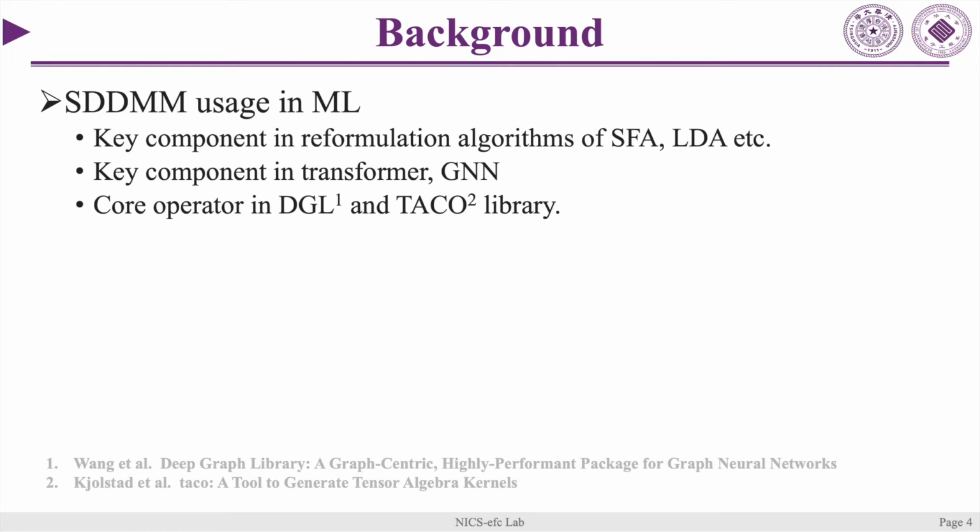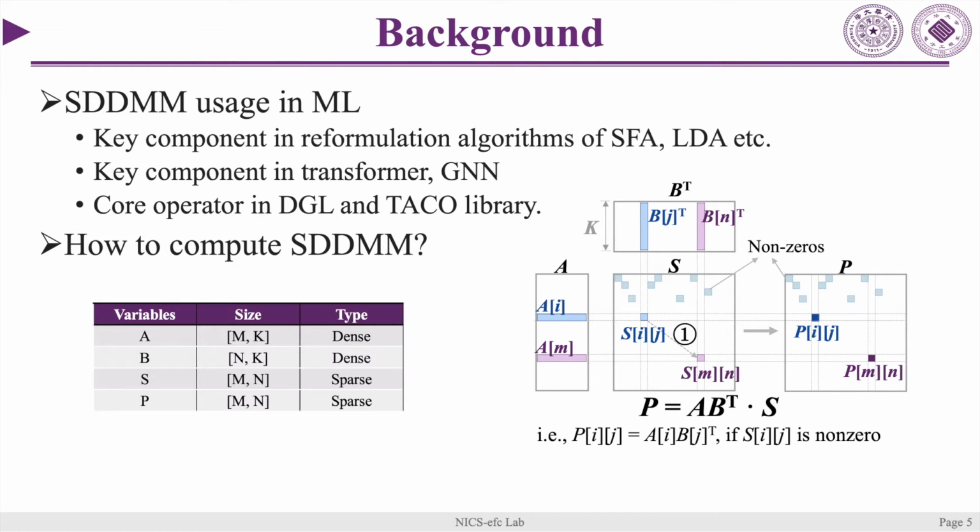ICCDPre has been shown as a key component in the reformulation algorithms of FA, LDA, etc. It also acts as a key role in transformer and backward propagation of graph neural network. It appears as a core operator in DGL and TACO library. After a brief introduction of the importance of ICCDPre, we focus on how to compute it.